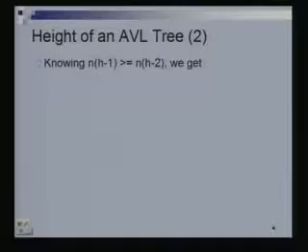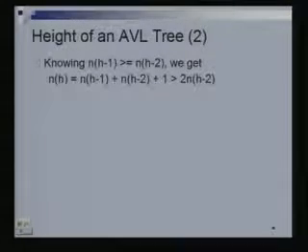So n of h minus 1 is at least as large as n of h minus 2, and this implies that what we had written earlier, n of h equals n of h minus 1 plus n of h minus 2 plus 1, is at least as large as 2 times n of h minus 2, strictly larger because I have also dropped the 1. I have replaced n of h minus 1 by n of h minus 2, and this is what I get. And now this becomes a simple thing to solve.